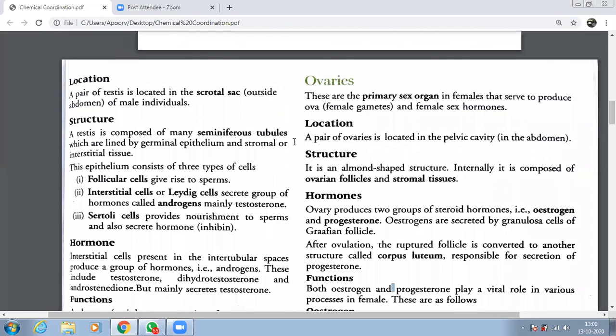So when you prepare your notes, when you're comparing, you'll first compare the location. That is inside the abdomen. This is outside the abdomen. Compare the structure now. What are the main differences you find in structures? Very quickly. Ma'am, testis is made up of seminiferous tubules, and ovaries are made from ovarian follicles and stromal tissues.